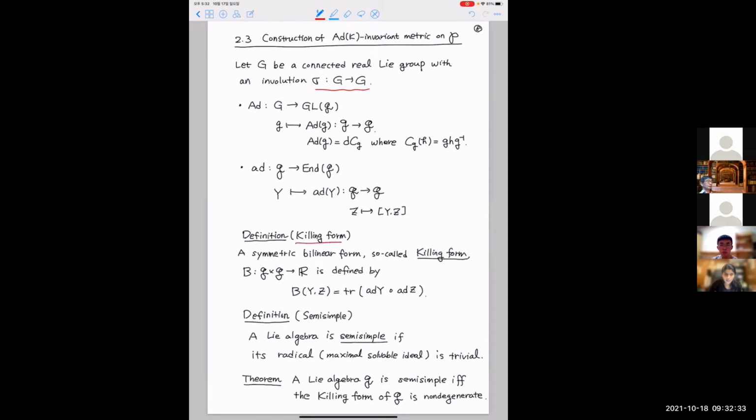Okay, so adjoint. The big adjoint is, as you know, the representation of G into the general linear group of the real algebra 𝔤, and the small adjoint is the representation of the real algebra 𝔤 into the endomorphisms of 𝔤, like this.